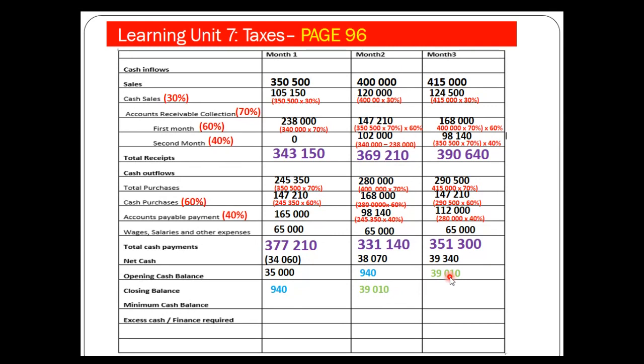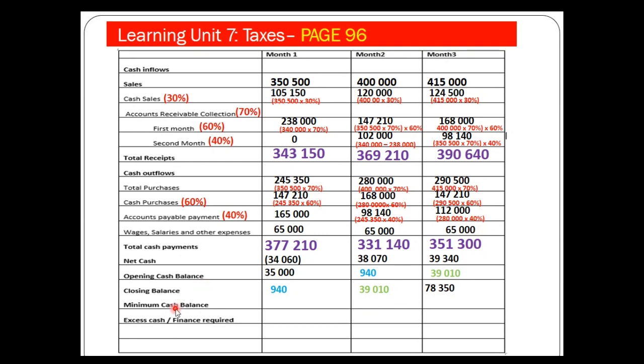Same thing here, 39,340, which is the net cash, plus the opening of 39,010. If you add them together, you get 78,350, which is the balance for month three. So if I had a month four, this 78,350 will be the opening balance for month four, just like that. Are you okay? No problem.